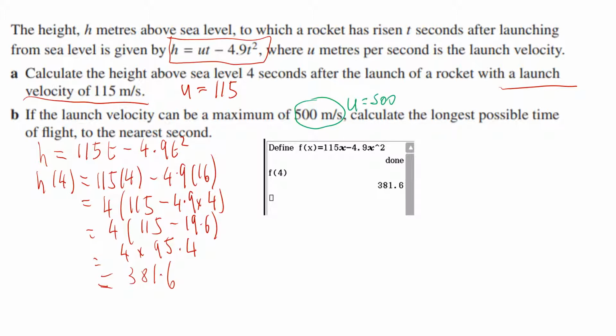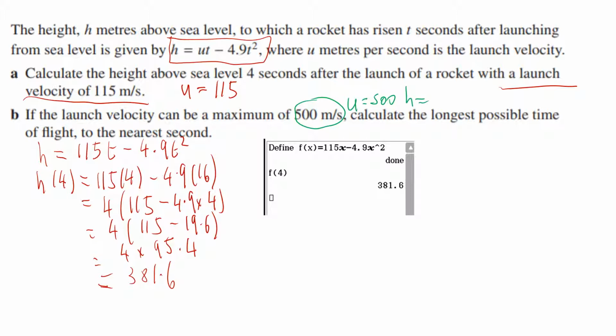There it is. This time u is 500. Calculate the longest possible time of flight to the nearest second. Okay, so what's this about? The longest possible time of flight obviously must occur when the launch velocity is at its maximum. So in other words, we're going to be working with this equation.